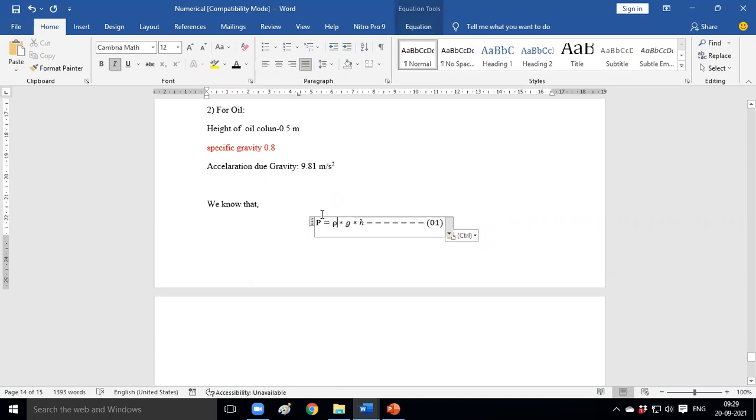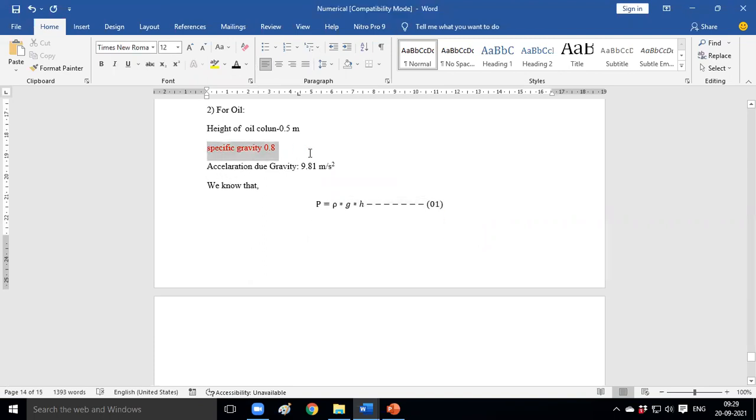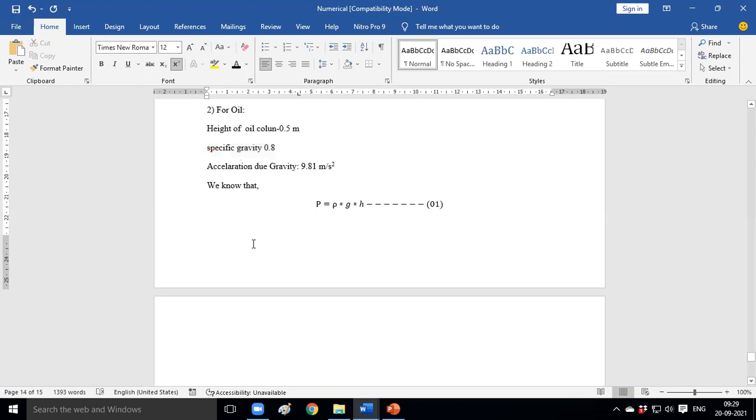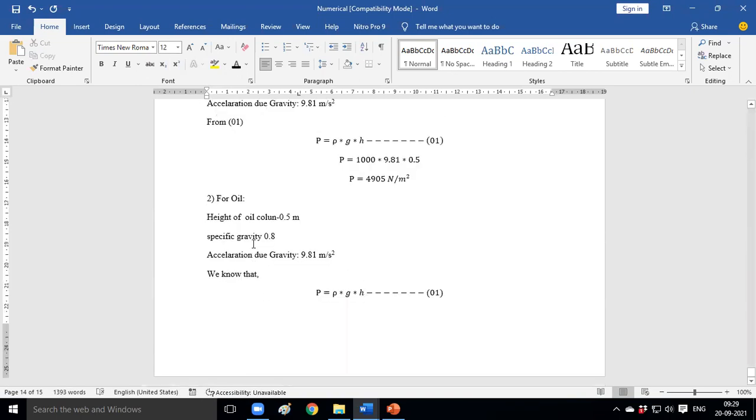The value of rho, is it given directly in the numerical? Is the value of density of oil given in the numerical? No. So how can we calculate the density of oil? With the help of the second formula of specific gravity: density of fluid equals specific gravity of fluid into density of water.